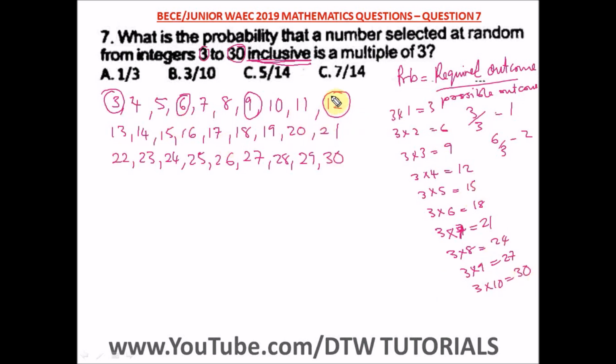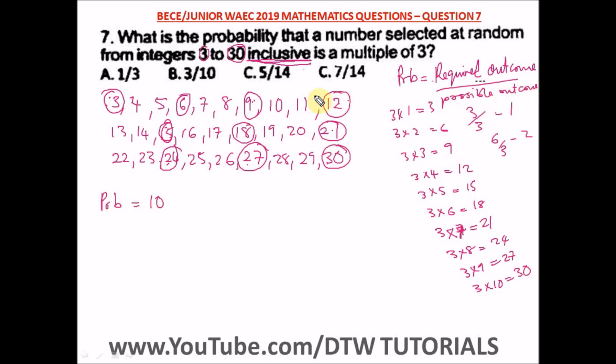So let us mark them here. So we have 12. The next will be 15. The next will be 18, right? The next will be 21. The next will be 24. And the next will be 27. And the next will be 30. Okay, so these are the numbers that are multiples of 3. These are the required outcomes. So let's count them out. We have 1, 2, 3, 4, 5, 6, 7, 8, 9, 10. So our required outcome is 10.